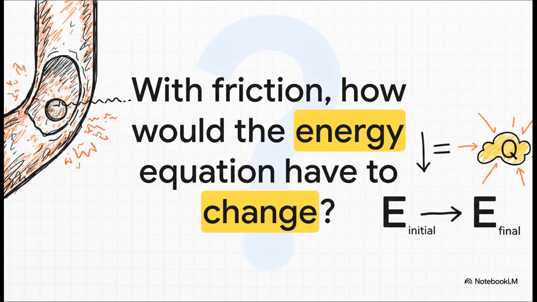All right, I'll leave you with one last thing to chew on. What if that tube wasn't smooth? What if there was a little bit of friction? Friction is an energy thief. It steals mechanical energy from the system and turns it into heat. So how would you have to change that simple initial energy equals final energy equation to account for that lost energy? Give it some thought.